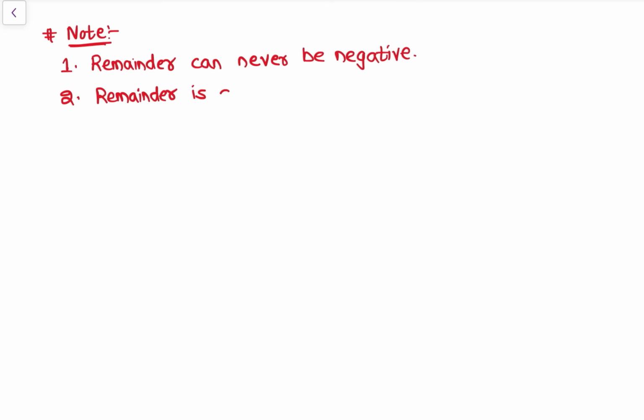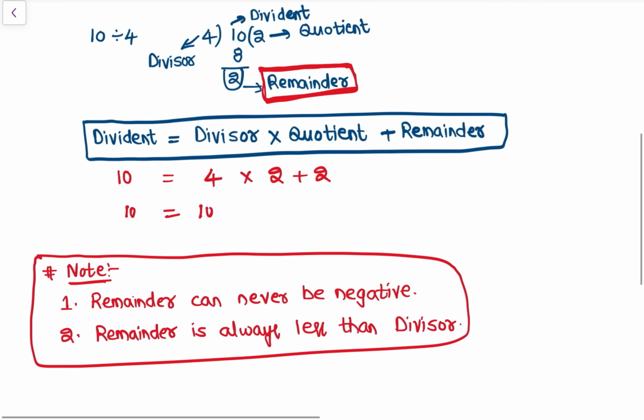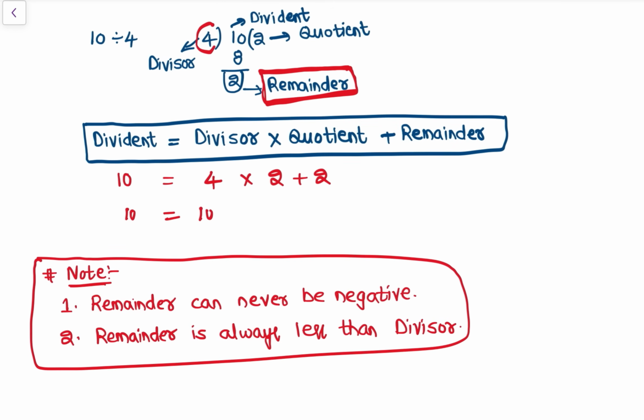Then remainder is always less than divisor. डिवाइजर से हमेशा कम ही होगा. अब देखो, above example में डिवाइजर here is 4, रिमाइंडर is 2, हमेशा 4 से कम ही होगा. जैसे 4 से डिवाइड कर रहे हैं किसी भी नंबर को, say 10 को 5 से डिवाइड कर रहे हैं, तो रिमाइंडर हमेशा 5 से कम ही होगा किसी भी नंबर को.